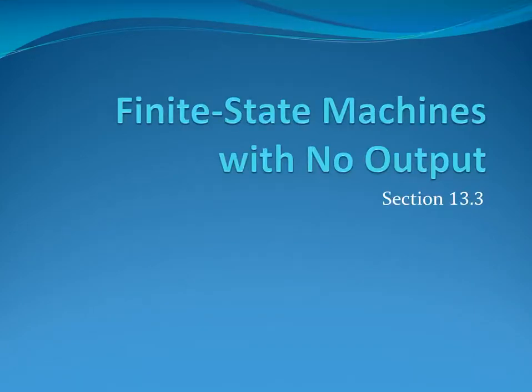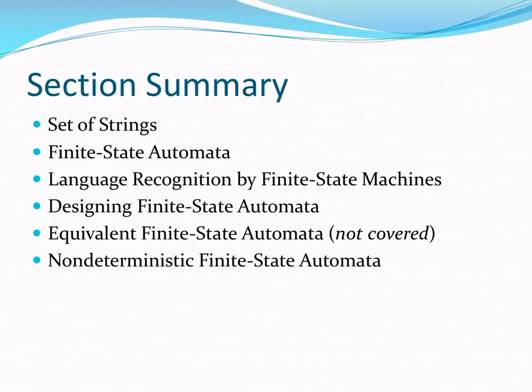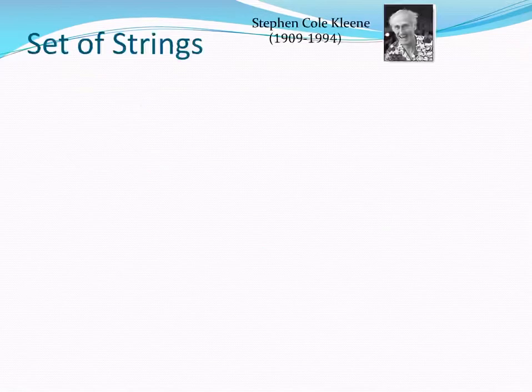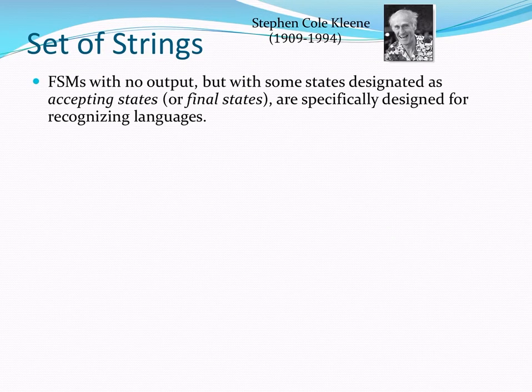This is Rosen, Discrete Mathematics and its Applications, section 13.3. These are finite state machines with no output. The section summary, although for this video we will only discuss sets of strings. And before we do that, I'll give a little bit more mention of what a finite state machine with no output is.